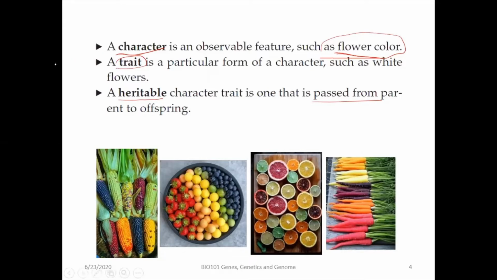We talked about heredity. Heredity depends upon heritability. A heritable character is the one which is passed on from parents to offspring. For example, here you can see there are red carrots, and the progeny of these carrots will always be red. As compared to these yellow carrots, whose progeny will always be yellow. Now, the color of carrot is a character, and the yellow and red colors are traits of carrot color. When this color is heritable from parents to offspring, that is when we say the carrot color character is heritable.